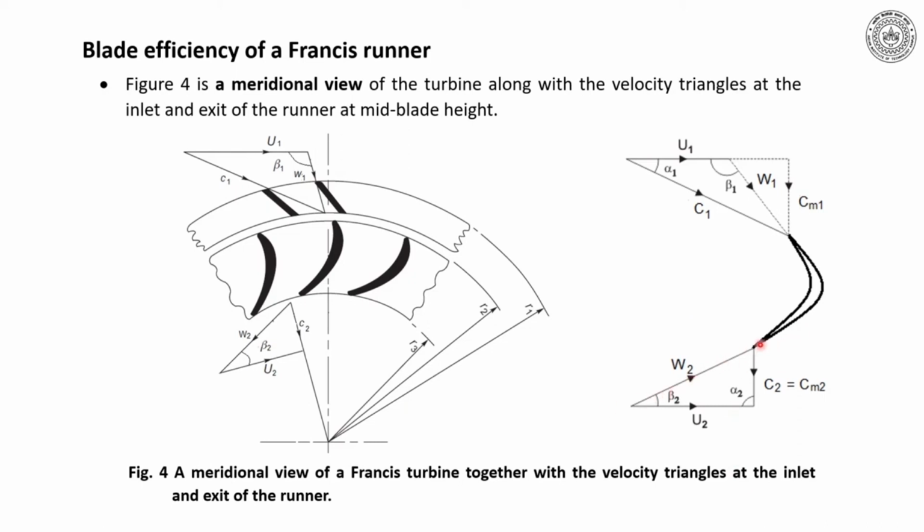Similarly, at exit, W2 is the relative velocity plus U2 would be equal to C2. Now, alpha 2 is 90 degree here. Beta 2 is the relative exit angle, and CM2, that is the meridional exit velocity, which is connected to the flow rate, should be equal to C2 here. So this is the velocity triangle related to a Francis turbine runner.